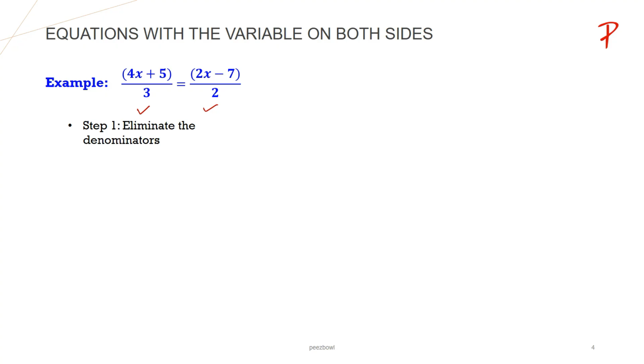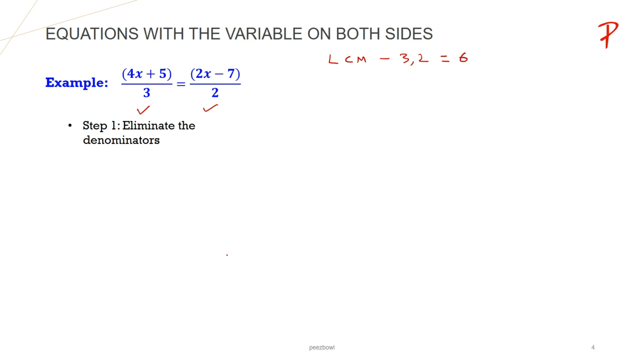To find a common multiple of 3 and 2, we find their LCM or least common multiple. So LCM of 3 and 2 is 6, right? If you are unsure how to find LCM, I have explained it in a previous video. Check the link in the description.